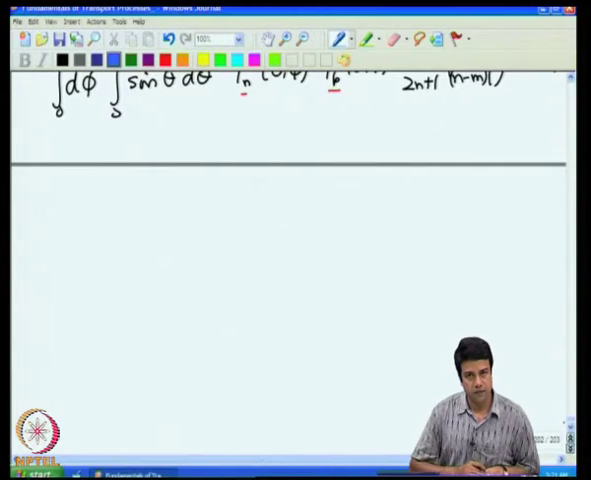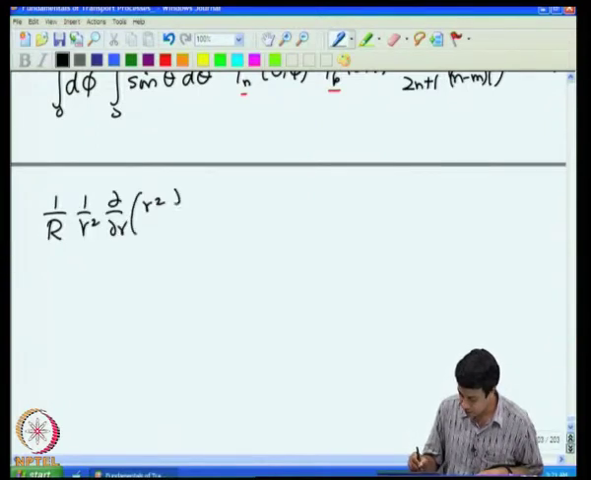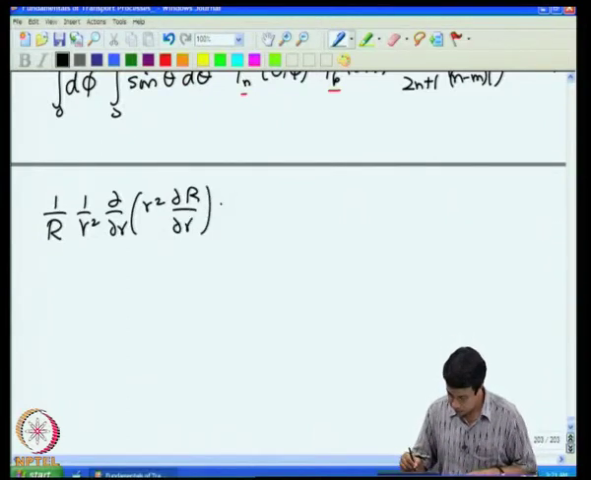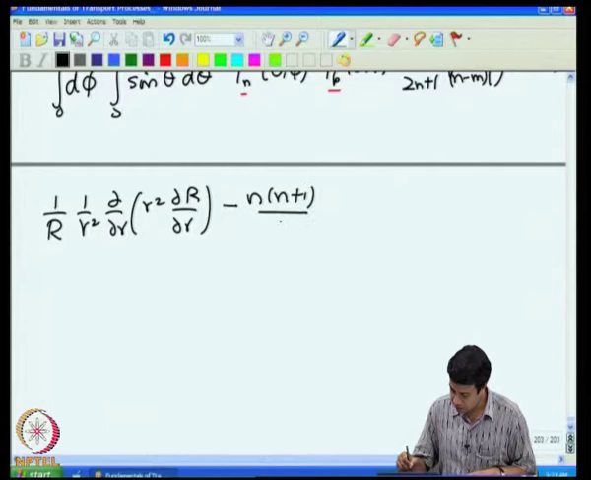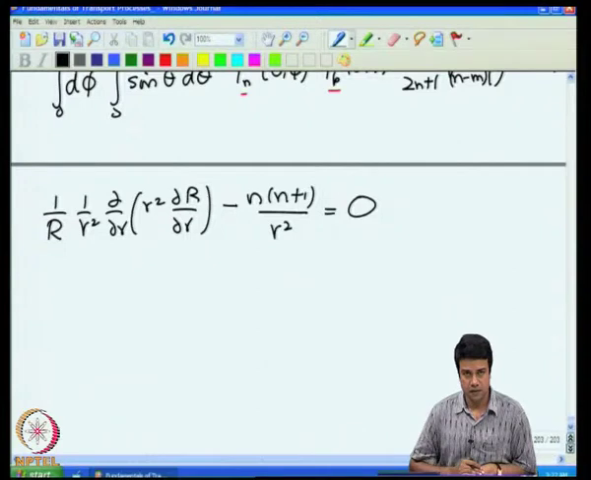And now finally, we are left with solving the equation for the r coordinate. The equation that we are left with is 1 over r square d by dr of r square partial R by partial r, minus n into n plus 1 by r square R is equal to 0, where n was the discrete eigenvalue for the Legendre polynomials that I had earlier. So, this is the final equation.